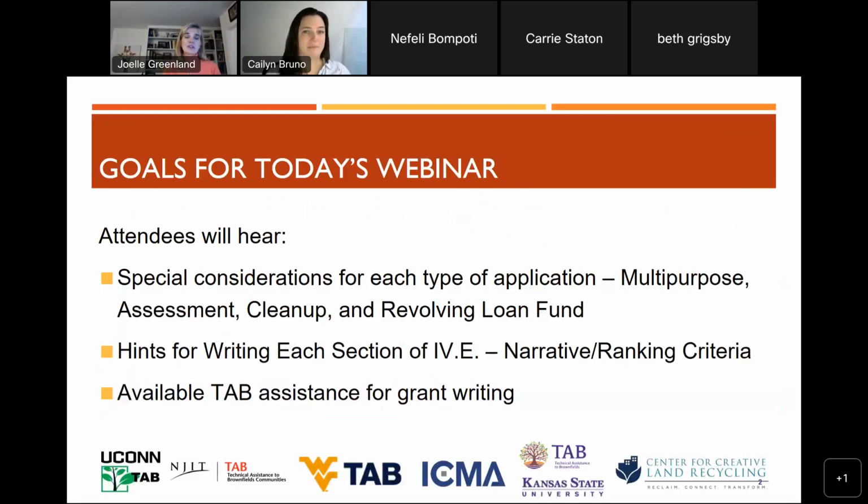The goals: you're going to hear a lot about special considerations. There have been a lot of changes in the guidelines for each of them, that's the MARC, the Multipurpose, Assessment, Cleanup and Revolving Loan Fund grants. You're going to hear hints for writing each section, narratives and ranking criteria, and also, of course, available TAB assistance for grant writing from each of the regions.